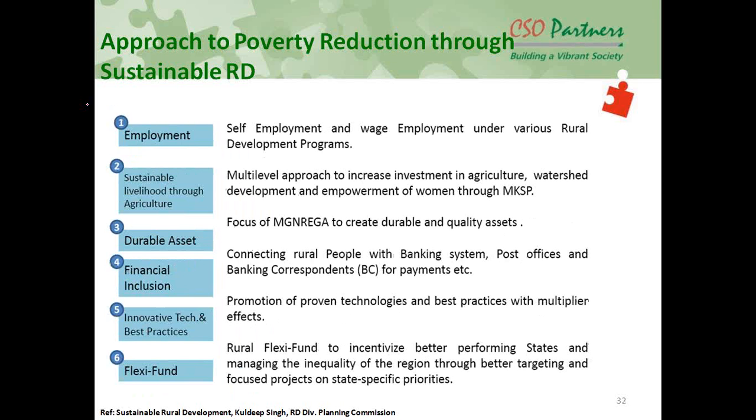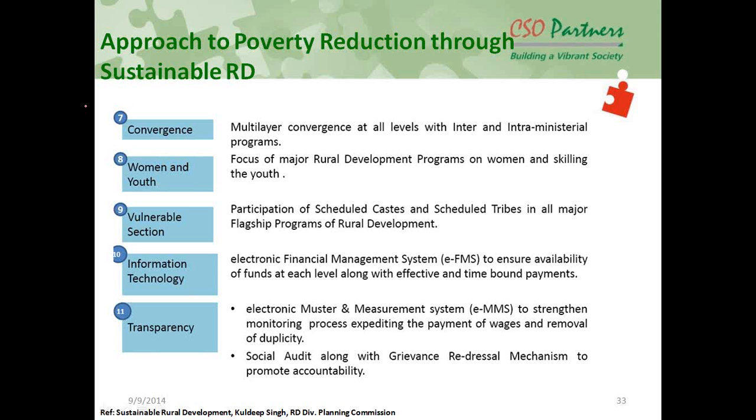Then we see convergence, multi-layer convergence with inter- and intra-ministerial programs, as we are saying it should be a more comprehensive approach. The health department is doing something, education is doing something, rural development is doing something, Panchayati Raj is doing something. So there should be a convergence point, and it should come to the person as a package. Women and youth development, vulnerable sections, participation of scheduled castes and scheduled tribes in all major flagship programs, information technology, transparency. Those are cutting across elements in the different development programs the government is sponsoring.